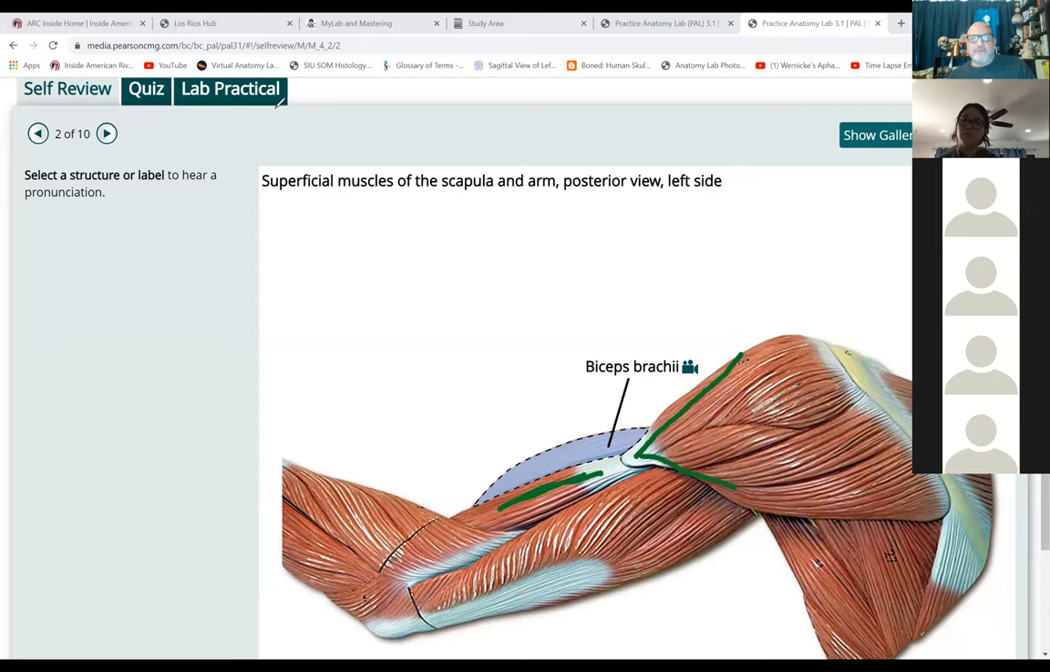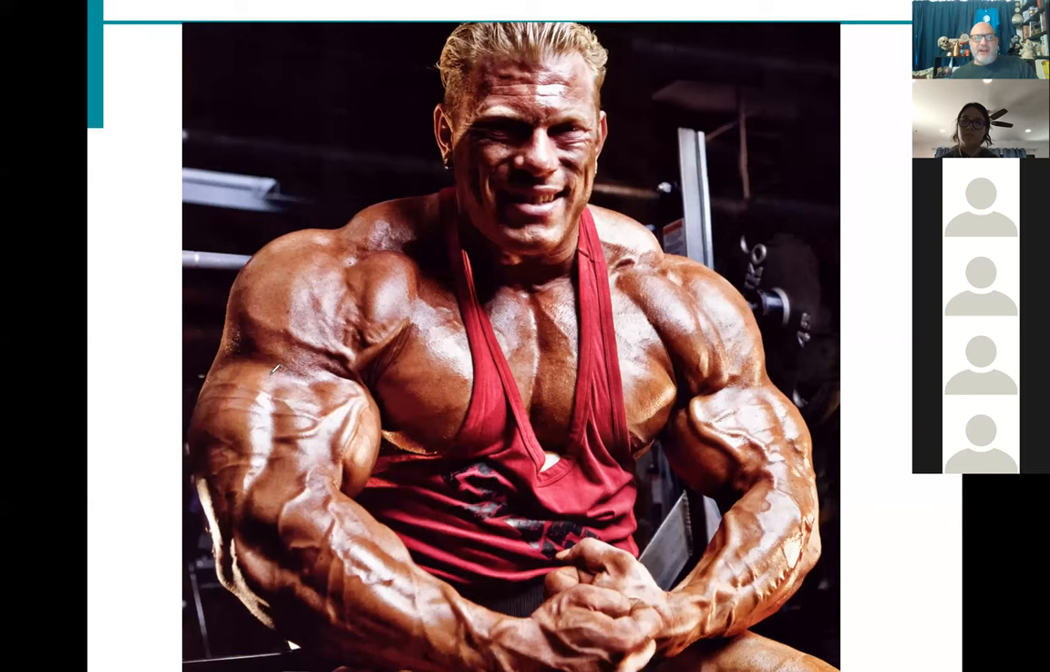And because they embrace, they share an attachment point, no matter how big that brachialis gets, no matter how big that deltoid gets, no matter how big that arm gets, the deltoid always points right at the brachialis.